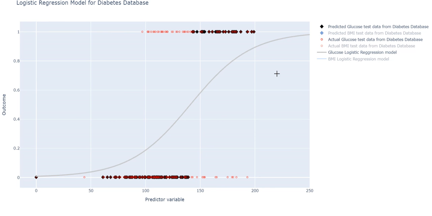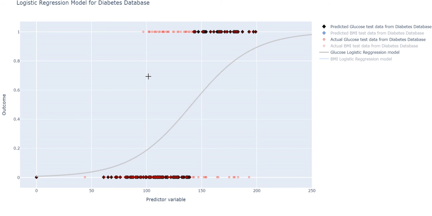Outstanding. Now the question that comes to mind when we're looking at our logistic regression for glucose test data and BMI test data is which one's more accurate? Which one's more sensitive? Which one's more precise? Which model should we use to diagnostically predict whether or not a patient has diabetes based on certain diagnostic measurements?